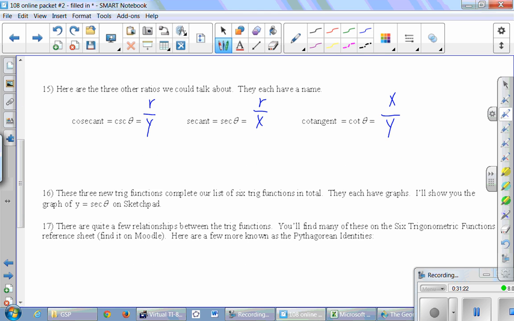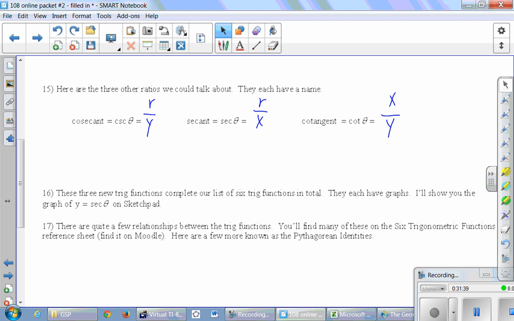16. These three new trig functions complete our list of 6 trig functions in total. And I say our list, but I should say the world's list. There are exactly 6 trig functions, and we have now seen all 6 of them. They each have graphs. I'll show you the graph of y equals secant theta on Sketchpad.